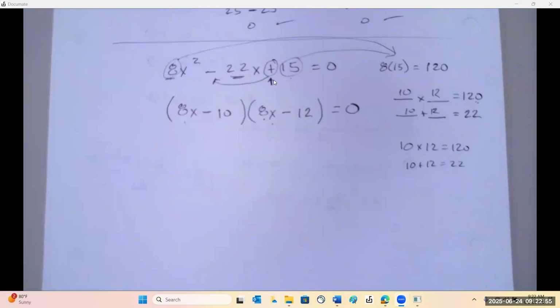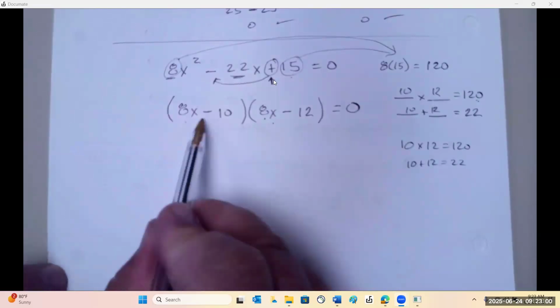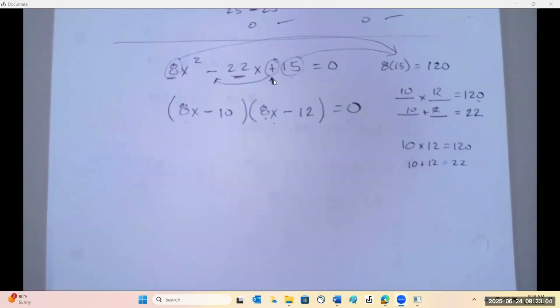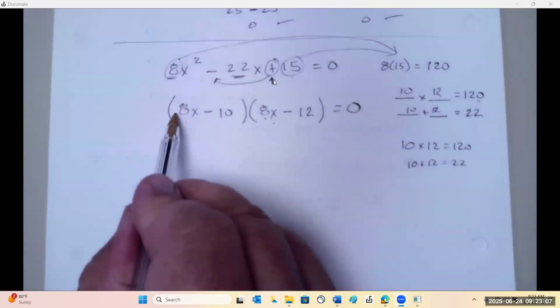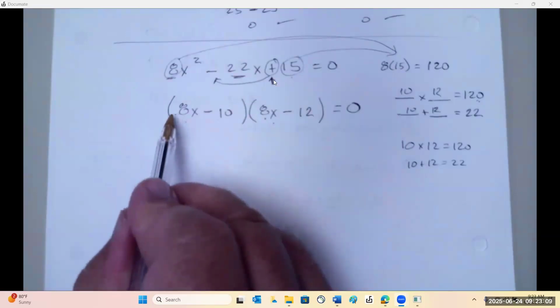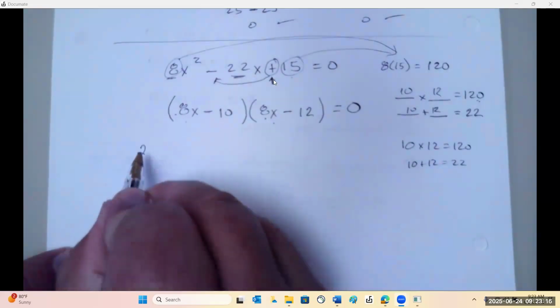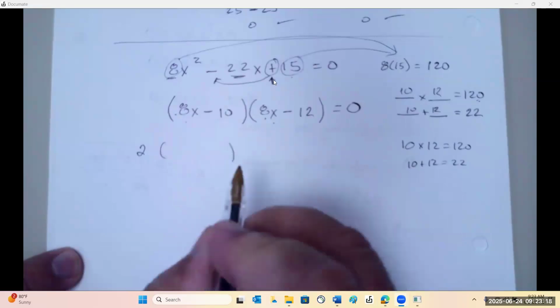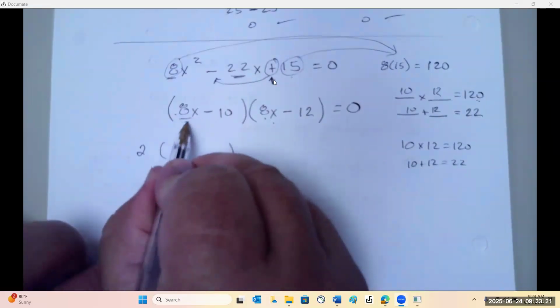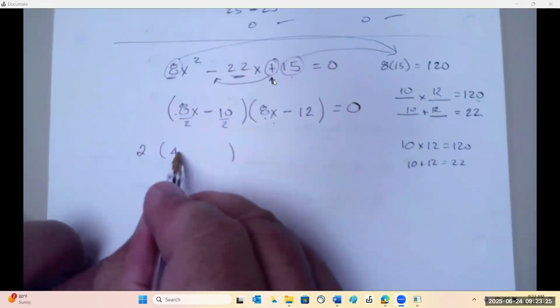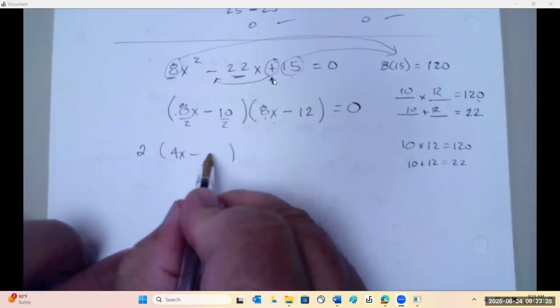Now we factor. What do these have in common? It's not negatives. The only time we worry about negatives is if the first sign is negative. So what number do they both have in common? 2. So I can factor out a 2. When I factor out a 2, I divide both of these by 2 to see what was in the parentheses. 8 divided by 2 is 4. 10 divided by 2 is 5.